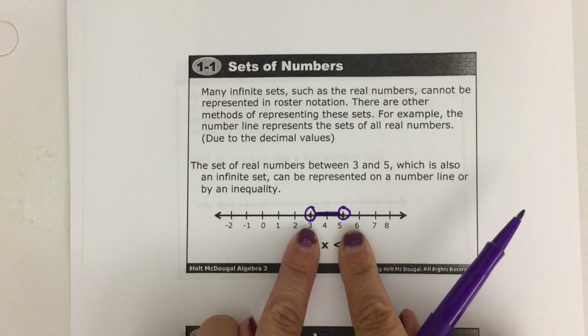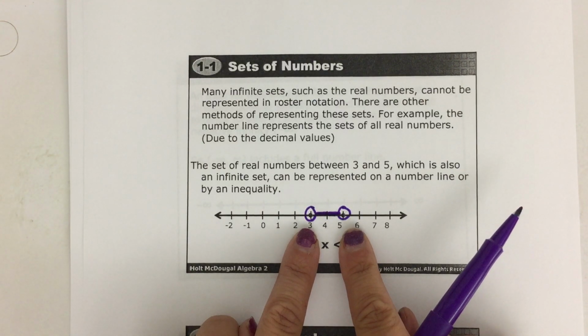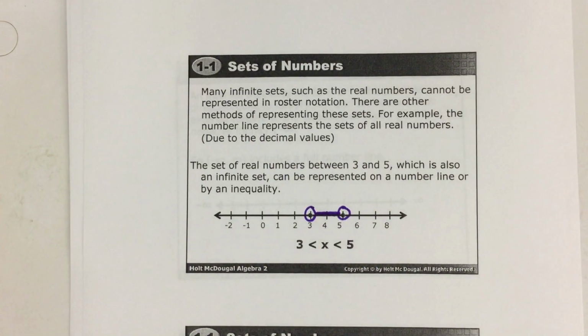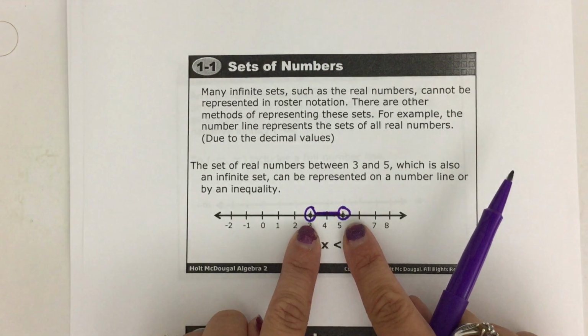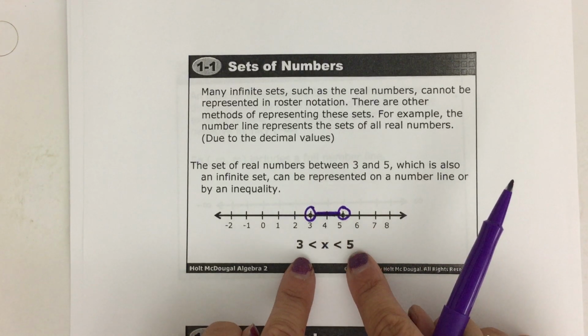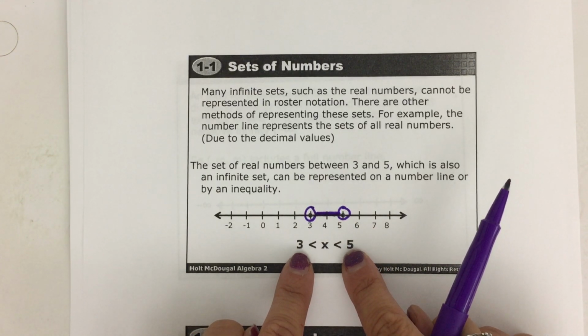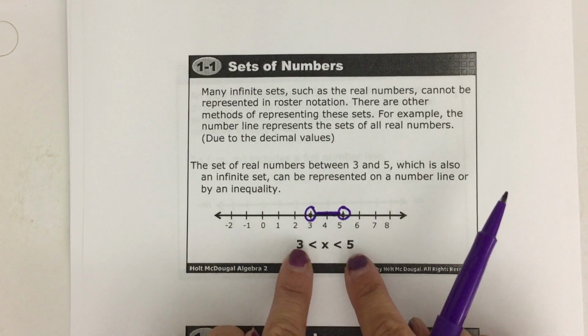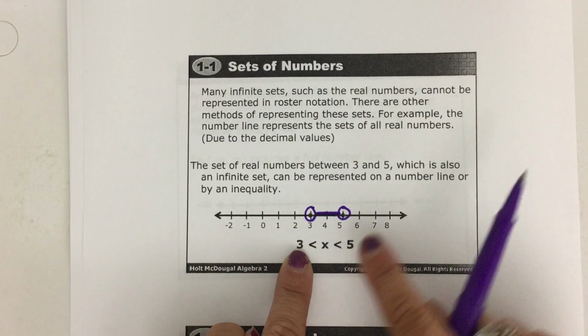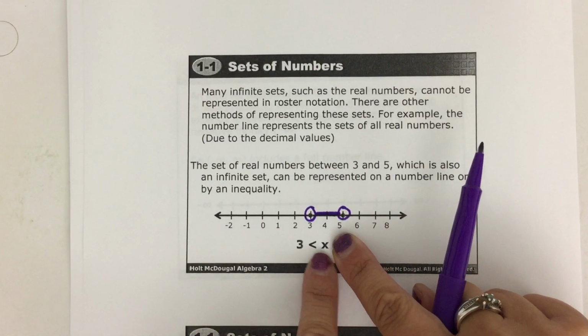But this is much easier to show that than if you try to do roster notation. You'd have to literally go like 3.00001, 3.0000011, 3.000000112 to any number that goes between 3 and 5. That's not even possible. So by doing a graph on a number line, you can quickly show that, or these are inequalities. This shows that your x value is in between 3 and 5. And if you look just at each one, this is x is greater than 3.